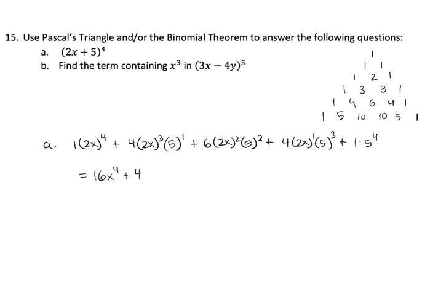2x raised to the 3rd power is 8x cubed, so 4 times 8x cubed times 5. This is 6 times 4x squared times 25. This is 4 times 2x times 125. And then 5 to the 4th power is 625.